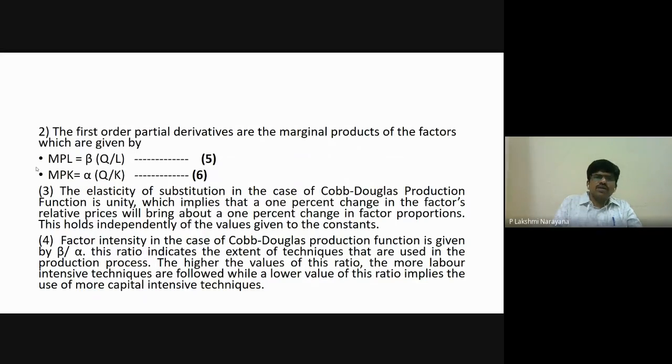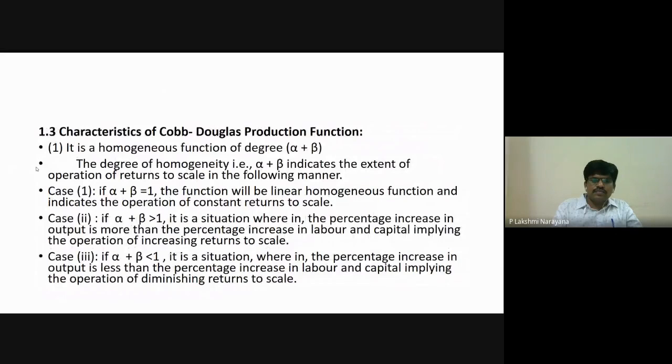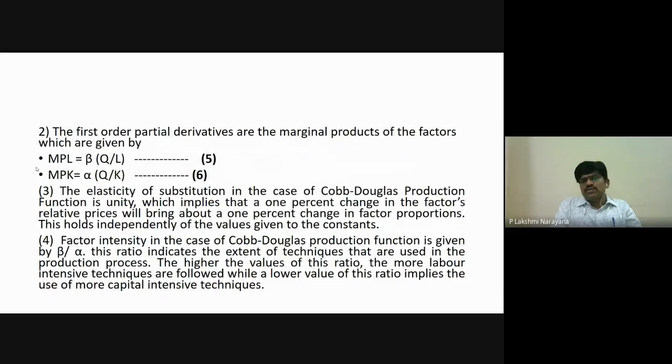In the Cobb-Douglas production function, the first order partial derivatives give the marginal products of the factors, MPL and MPK. Marginal productivity of labor is equal to beta into Q by L. Marginal productivity of capital is equal to alpha into Q by K. By this formula you can derive MPL and MPK.